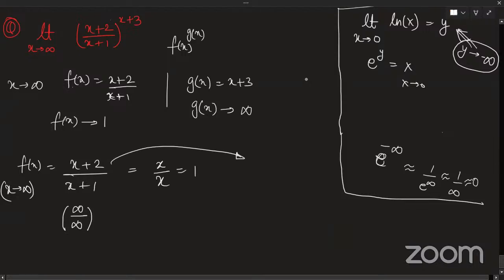What is the derivative of x plus 2? Vignesh, what is the derivative of x plus 2? Sir, 1. What about x plus 1? 1, sir. Correct. So I get my answer 1. So basically my f of x is tending to 1.